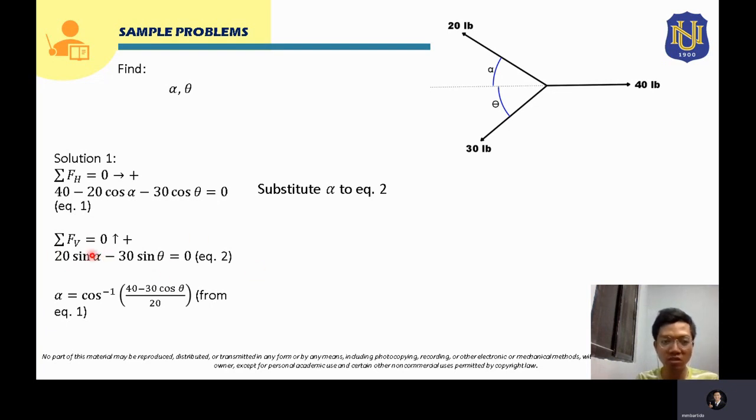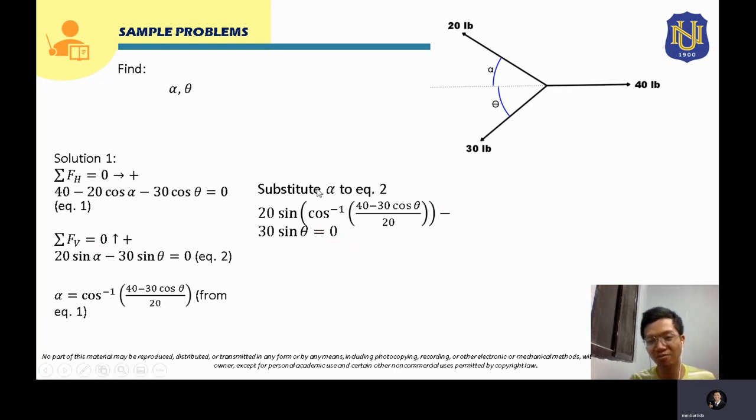So this is our equation 2. We will substitute here our alpha. So this will now become 20 sine, and our alpha is arc cosine of (40 minus 30 cosine theta) over (20 minus 30 sine theta) is equal to 0. From here, we have no choice to solve this easily, so we can use shift solve.